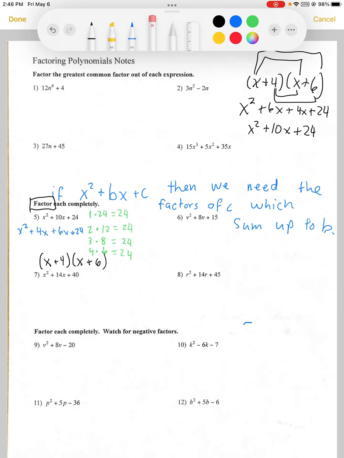Let's go ahead and do some of these other problems. Now we have v squared plus 8v plus 15. Let's just quickly list everything that we can think of that multiplies to 15. 1 times 15 is equal to 15. However, 1 plus 15 does not equal 8. 3 times 5 is equal to 15. And 3 plus 5 is equal to 8. So therefore, our answer is going to be v plus 3 and v plus 5.